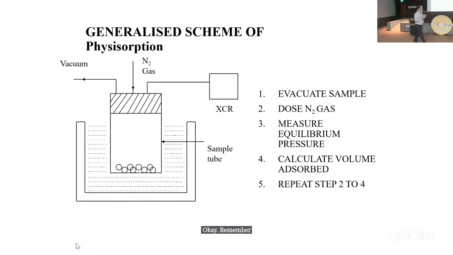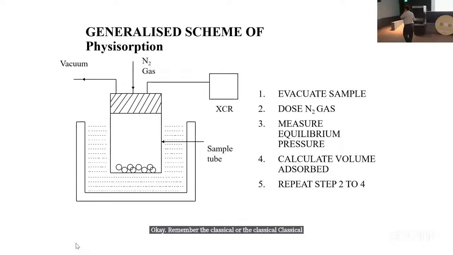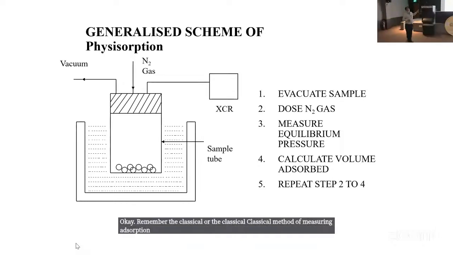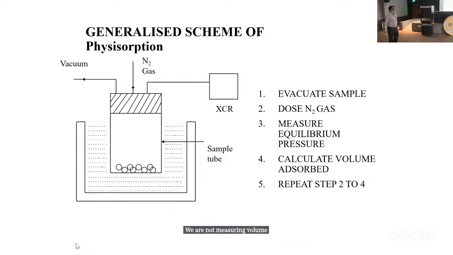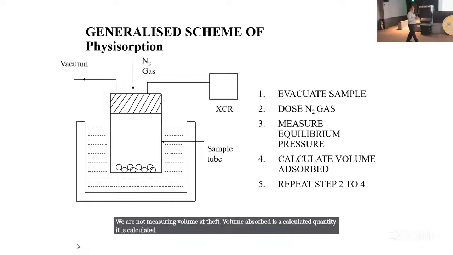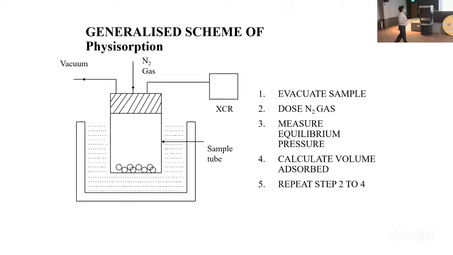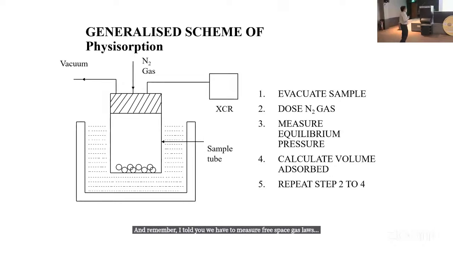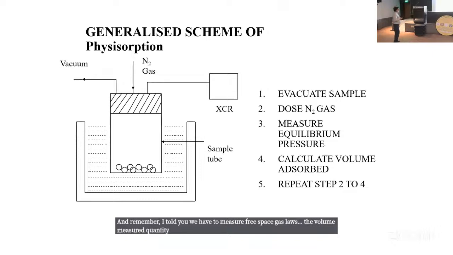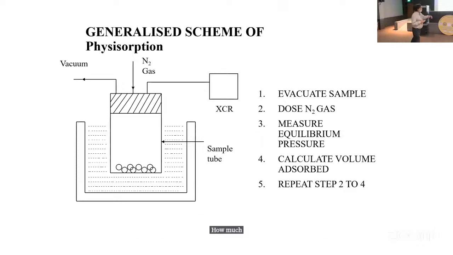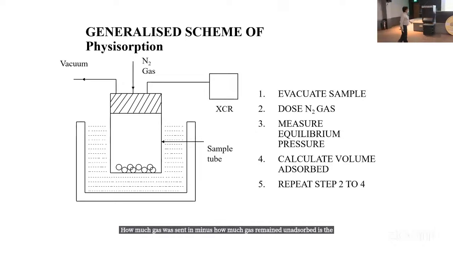Remember the classical method of measuring adsorption. The measurement is only that of pressure. We are not measuring volume adsorbed. Volume adsorbed is a calculated quantity. It is calculated using gas laws. And remember, I told you we have to measure free space. The volume adsorbed is calculated by finding out how much gas was sent in and how much remains unadsorbed. How much gas was sent in minus how much gas remained unadsorbed is the volume adsorbed. In order to calculate unadsorbed, we need the measurement of free space.